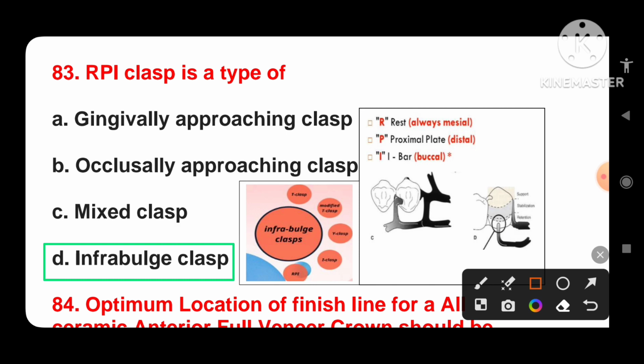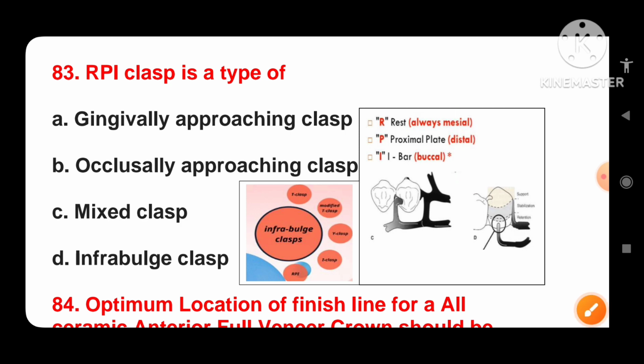Okay, so infrabulge clasp has more types like T clasp, modified T clasp, Y clasp and I clasp. And the last is RPI clasp. In RPI clasp, R stands for rest, always mesially, P is proximal plate distally, and I is an I bar buccally. Okay, so everything is shown in the picture.